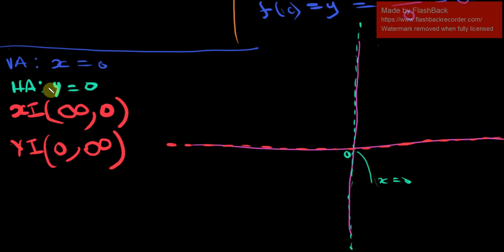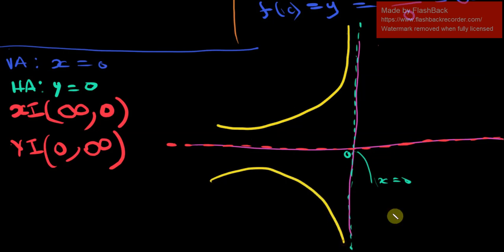Okay, I need to draw this now. Need to sketch it. Okay, so the vertical asymptote tells me this graph can either be there, or it could be here. It could be in the fourth quadrant, or it could be in the first quadrant. Then how do I know where the graph is? How do I know where to plot the graph?